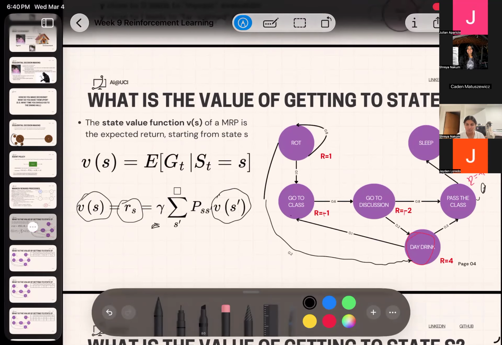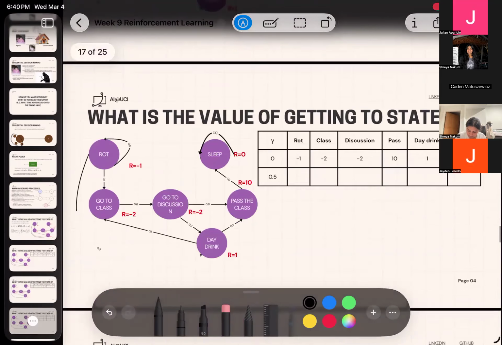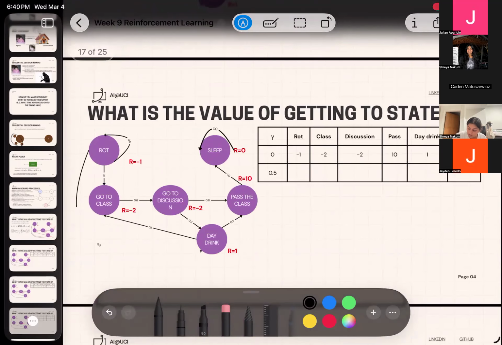So, for example, we're going to start solving this. In our first iteration, we'll start with rotting. Oh, let me connect this line real quick.